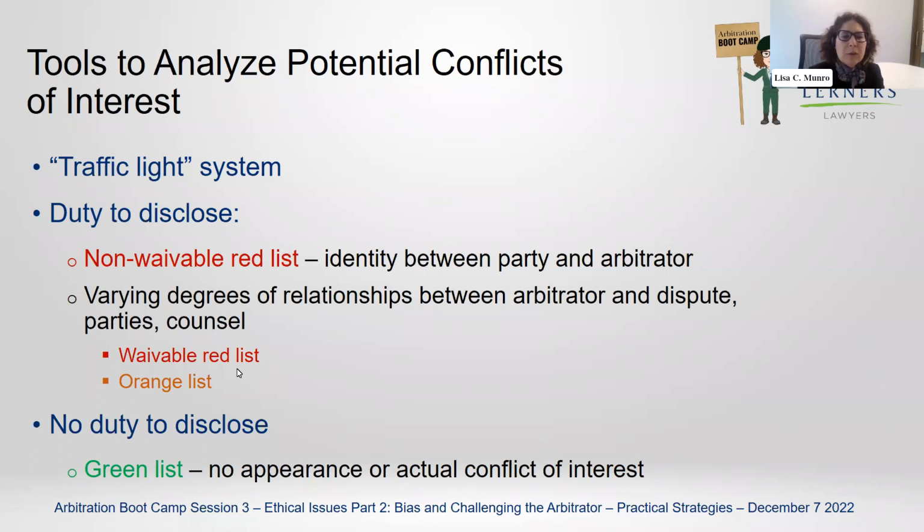And the non-waivable red list applies in circumstances where there is an identity between the party and the arbitrator. So for example, and these circumstances sound unlikely, but they are referred to in the IBA guidelines, if the arbitrator is a director or an employee of one of the parties, or has a significant financial interest in one of the parties. The remaining circumstances in the waivable red list and in the orange list are circumstances that set out varying degrees of relationships between the arbitrator, counsel, the parties, and the issues in the arbitration.